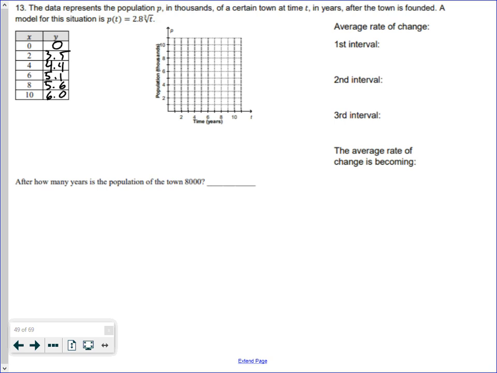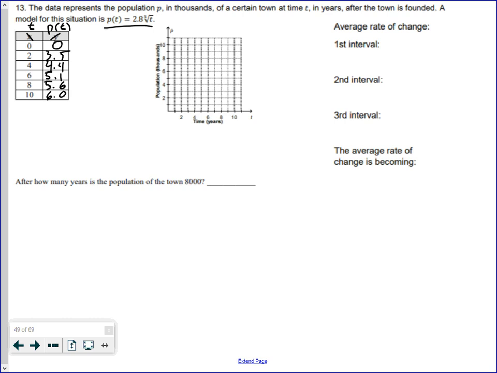Plug in your x values into your p of t. I keep saying x values because it says x on the table, but it's really our t terms. So this really should say t and p of t. That's more correct. So plug in your t terms into the function of p of t. That gives you your p of t terms, and that's how I fill out the rest of this table.